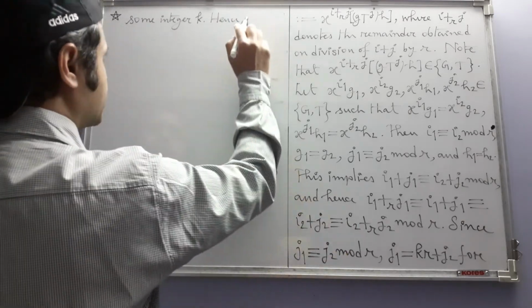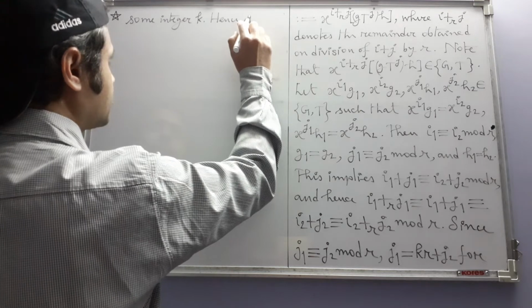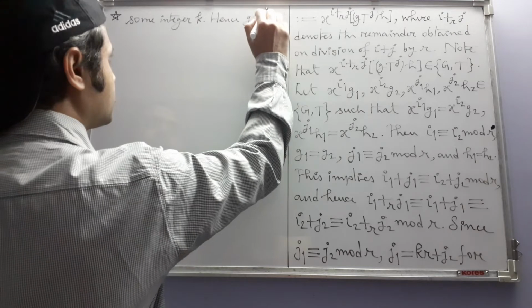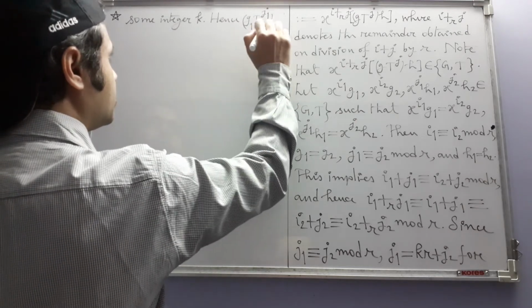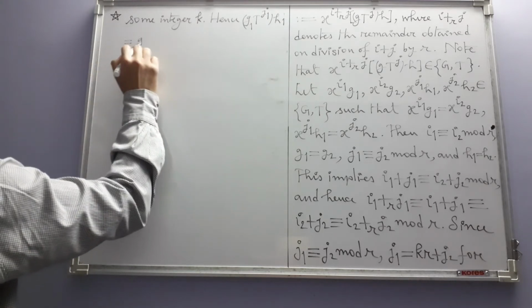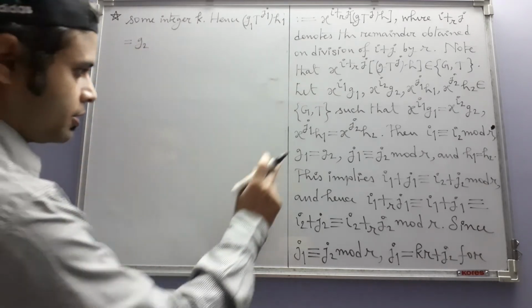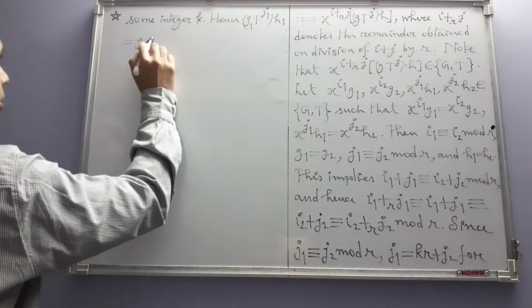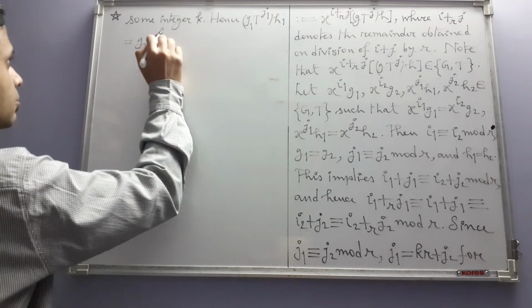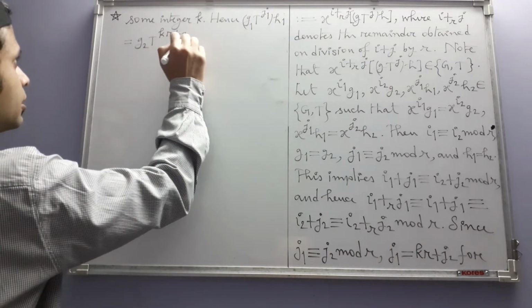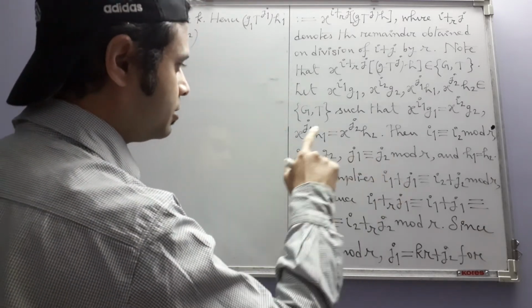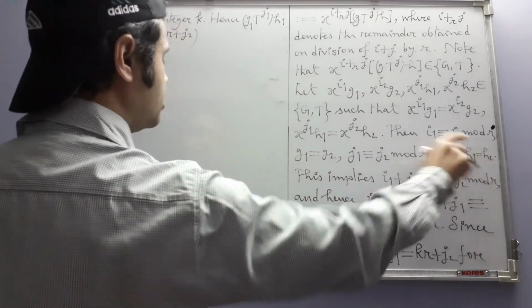now we can start that calculation. g1 t to the power j1 h1. In place of g1 we can just directly write g2 because they are equal. Now in place of j1 we are going to write this kr plus j2, and in place of h1 we will write h2 using this.